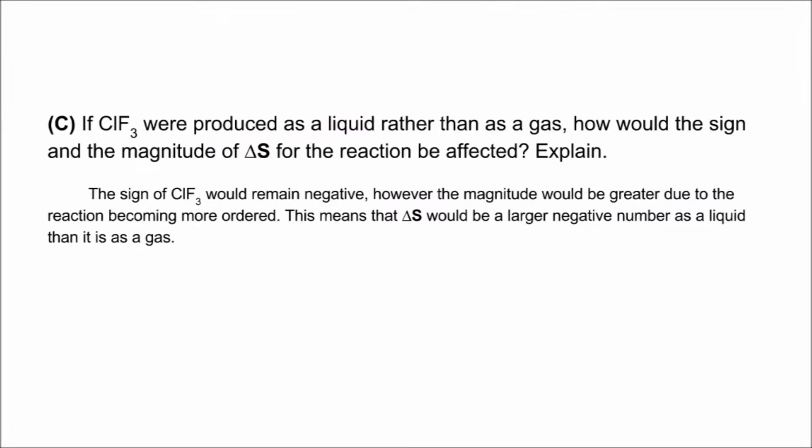Part C asks, if ClF3 were produced as a liquid rather than as a gas, how would the sign and the magnitude of delta S for the reaction be affected? Explain. I said that the sign of delta S would remain negative, however, the magnitude would be greater due to the reaction becoming more ordered. This means that delta S would be a larger negative number as a liquid than it is as a gas.